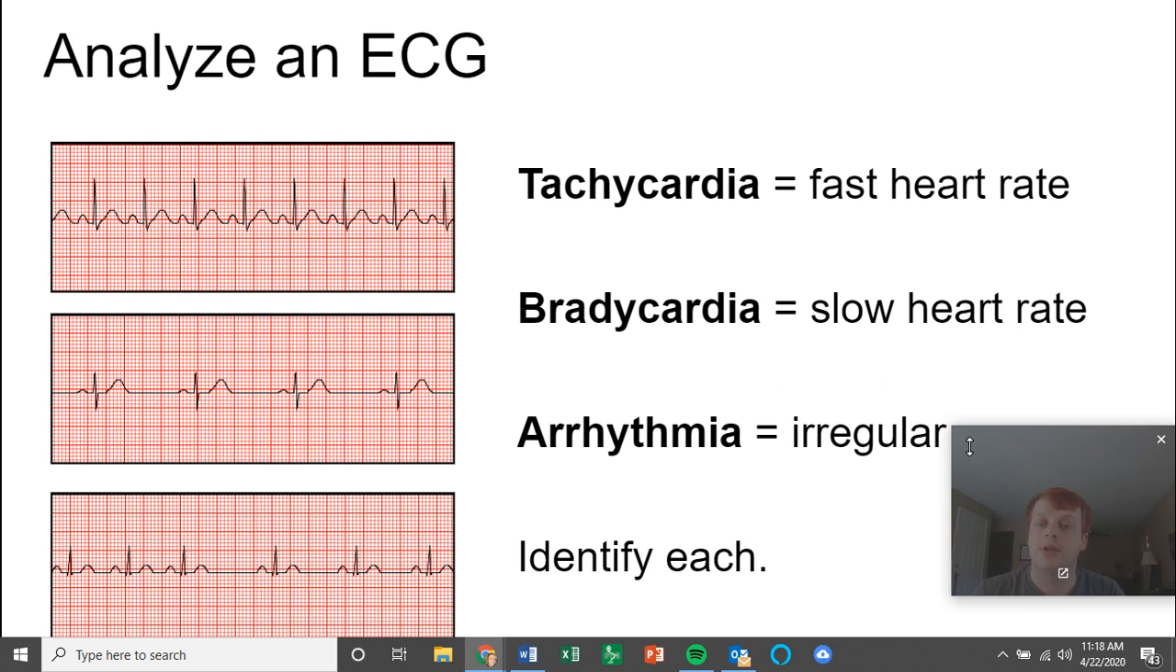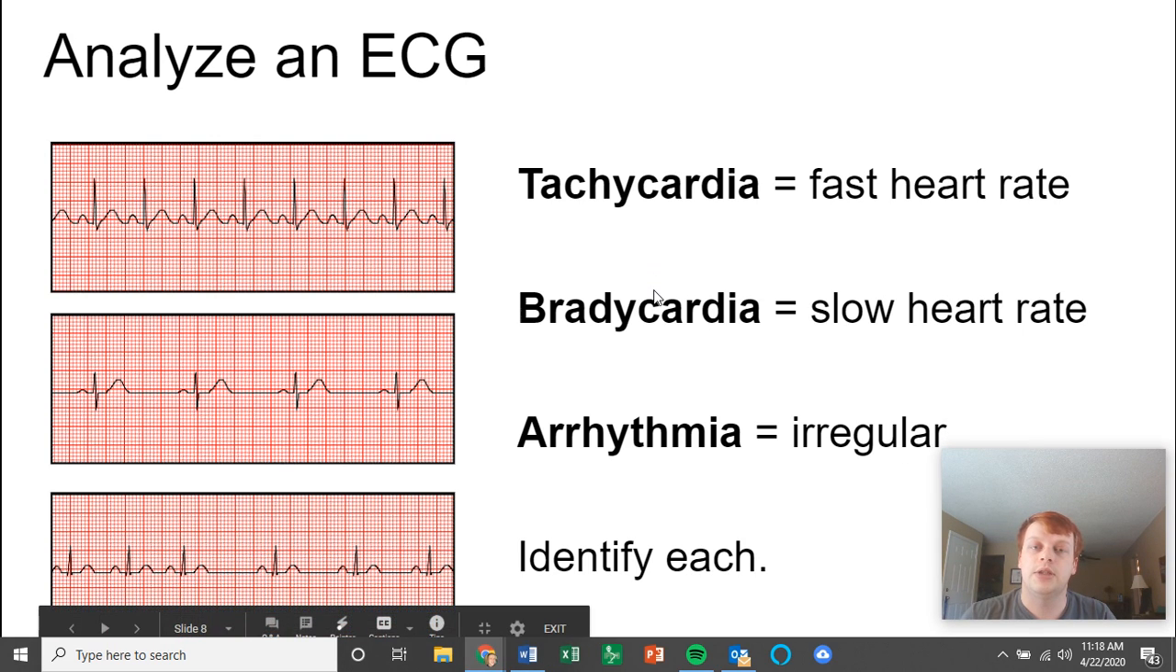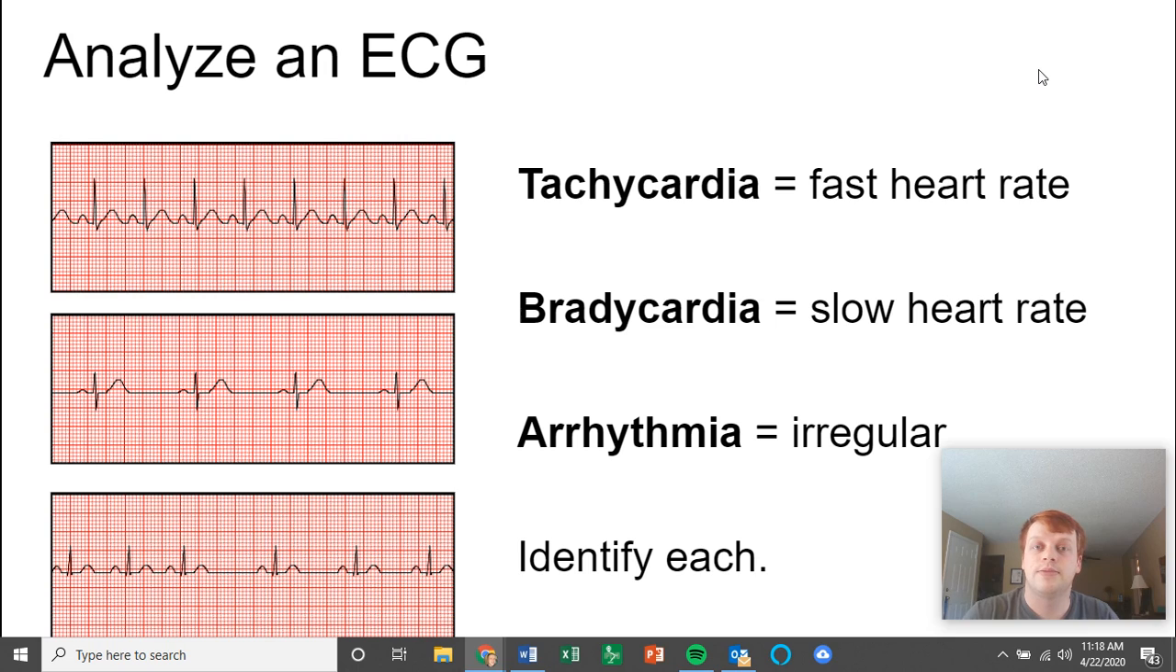So I want you to pause the video here. Go ahead and try to identify which of these 3 phenomena are occurring. After you pause, we'll go over the answers together.